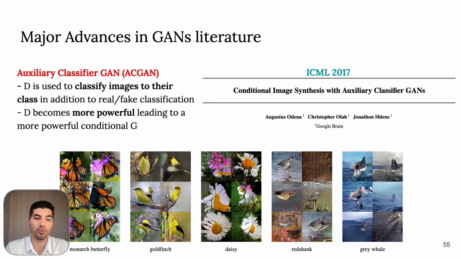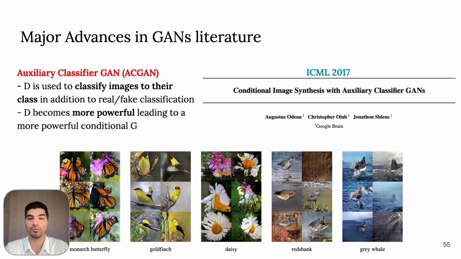Next work is auxiliary classifier GAN or AC-GAN, which is presented in ICML 2017 from Google Brain. It was Google Brain at that time, but I think it was merged into DeepMind in 2023. And now we know it as Google DeepMind. Anyway, ACGAN has one major contribution.